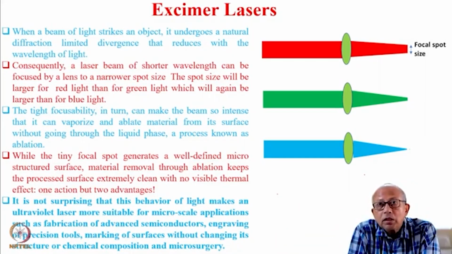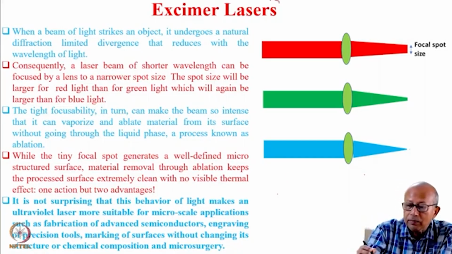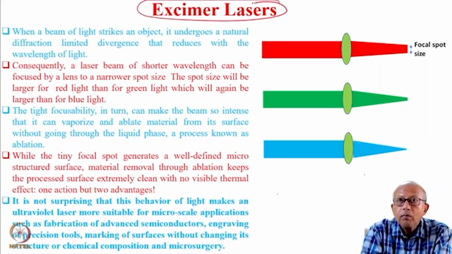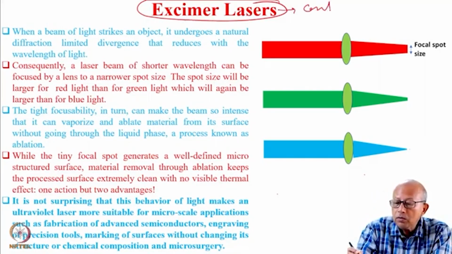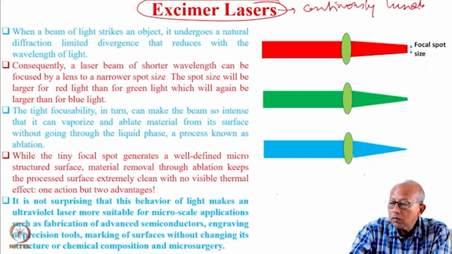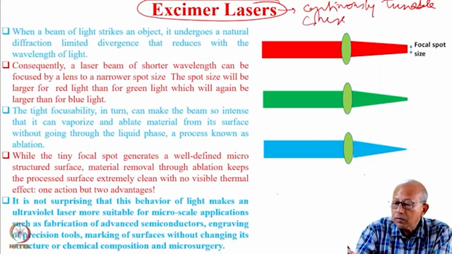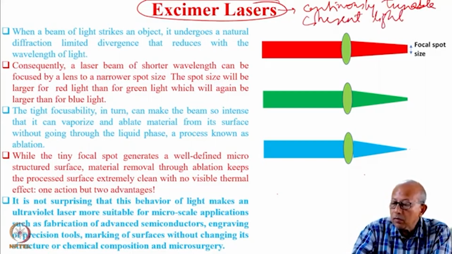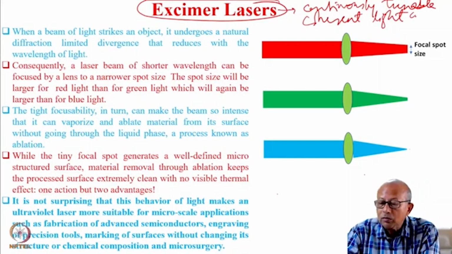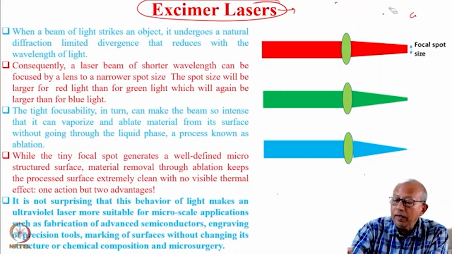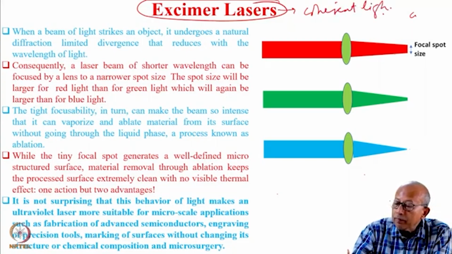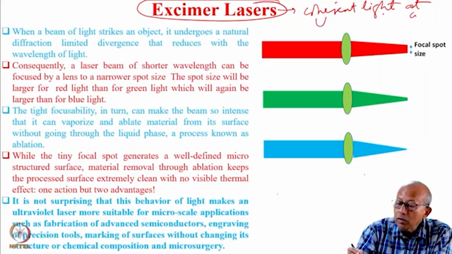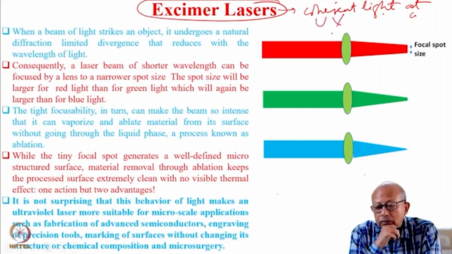One very important such laser is Excimer, which is very important because it provides coherent light at the UV region of the electromagnetic spectrum, the ultraviolet wavelengths.